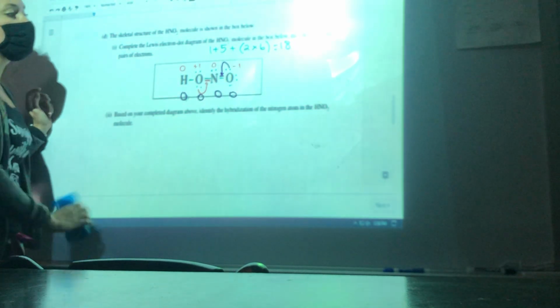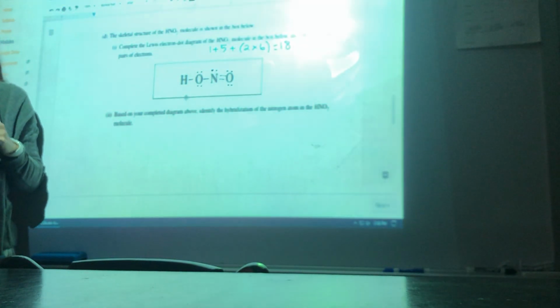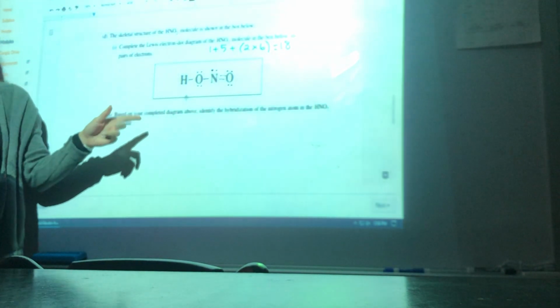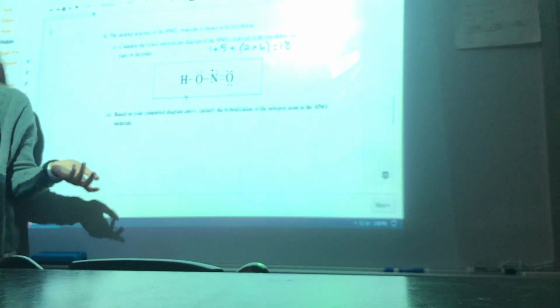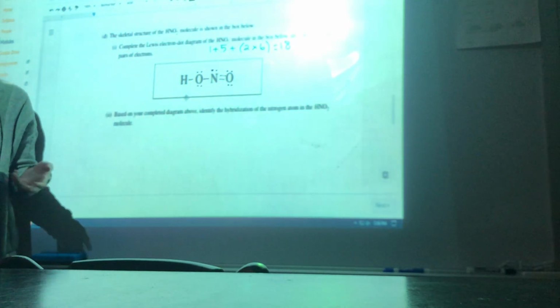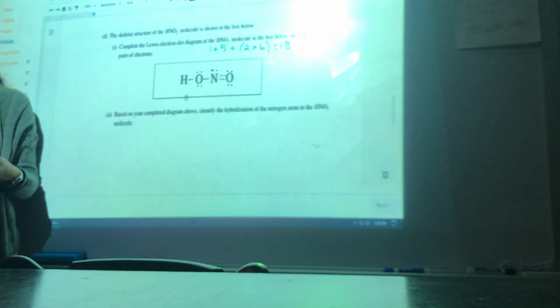So the only structure they would accept here is the one that was purple with the double bond there. And lots of kids that year drew the other one. Thought they had it right because they filled all the octets and didn't get the point, because you have to pay attention to formal charge.